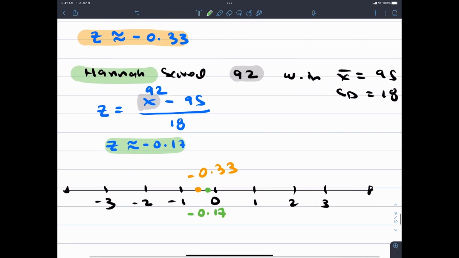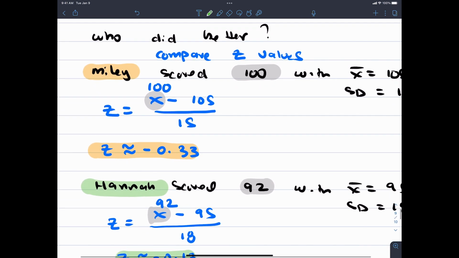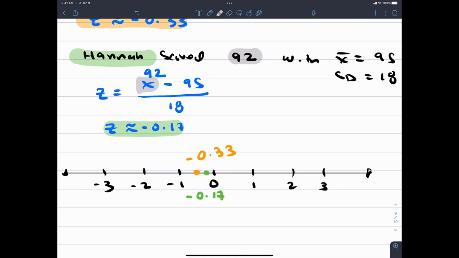Okay? So, between these two scores, by comparing Z values, who do you guys think did better on their test? Who? Why Hannah? Yeah, she's closer to what? To the mean, is that true? So she's closer to her mean than Miley. So you're right, Hannah did what? Relatively better. Do you guys see how they call this relative position? Okay, you guys see why you can now compare and see what's going on with the two different people?